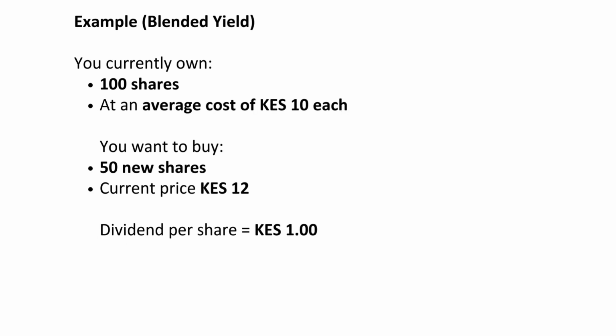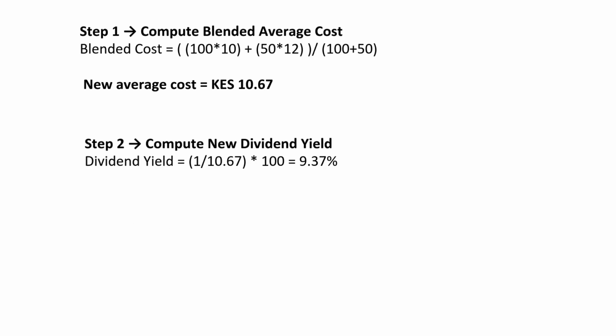So an example, you already have 100 shares at an average cost of 10 each, and you want to buy 50 more new shares at a price of 12. You realize now, if you are to divide dividend per share 1, you divide by now the new average cost. It may push dividend yield further down to around 9.37.